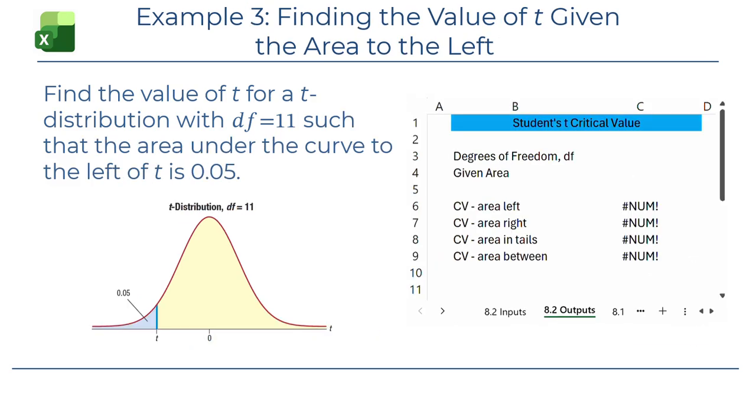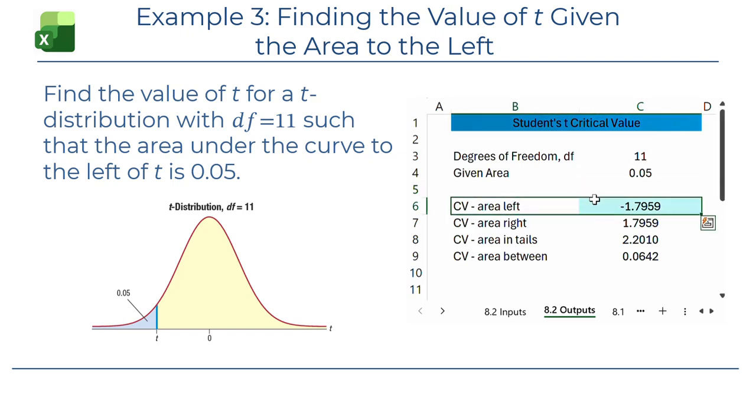Example 3, find the value of t for a t-distribution with 11 degrees of freedom such that the area under the curve to the left of t is 0.05. So again, we're going to enter 11 and 0.05, and we're told that's the area to the left. And this should make perfect sense that this value is negative because, again, it's to the left of 0, so it should be a negative critical value.